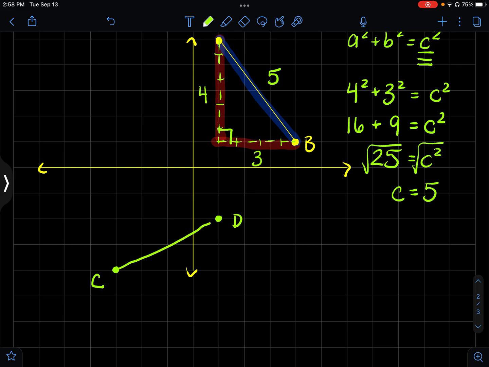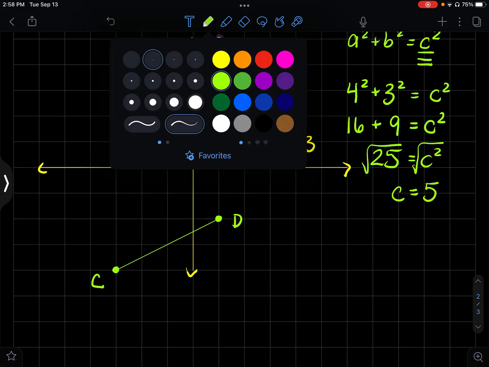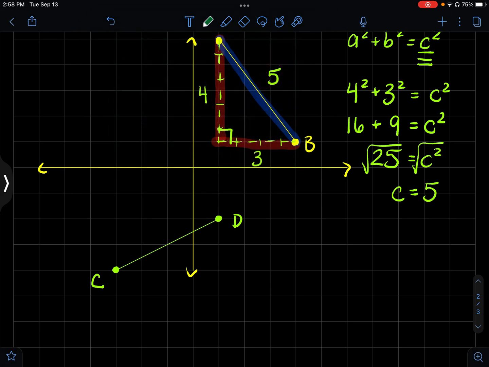So now let's take a look at this line segment. Again, it is not a horizontal or vertical line. So what I want to do is to break it up. So I'm looking at horizontal and vertical lines. So I can use something that looks like this. So horizontally, 1, 2, 3, 4. This has a length of 4. Vertically, it has a length of 2.